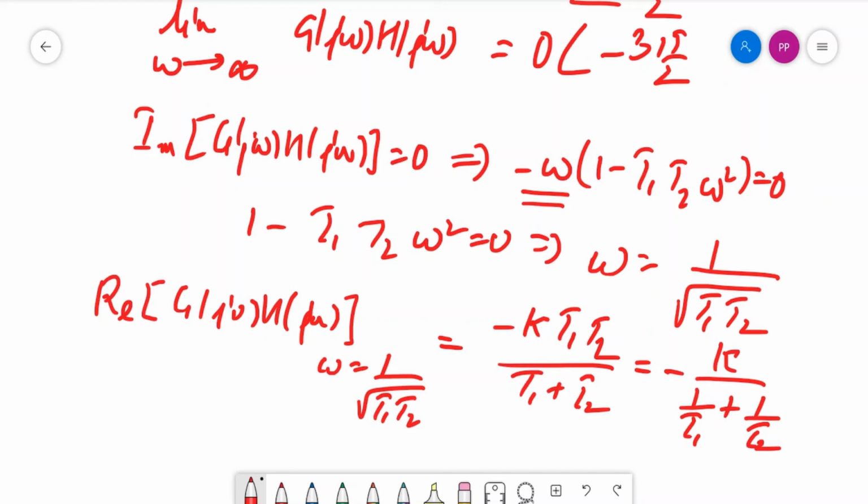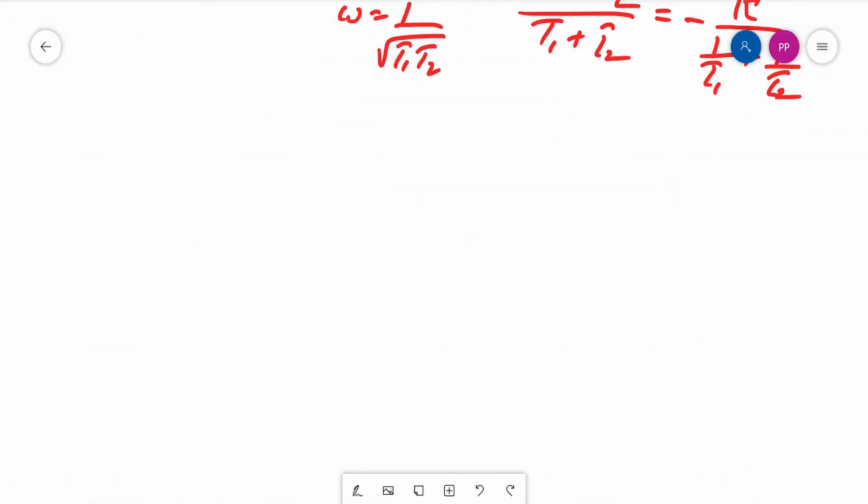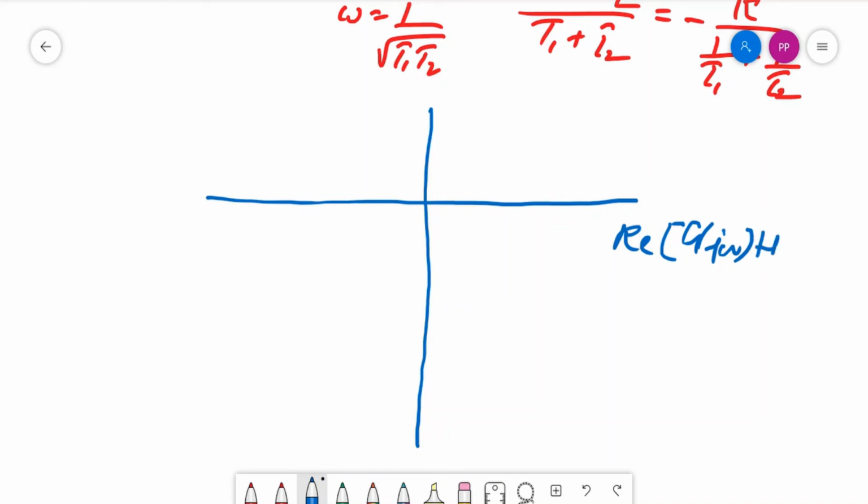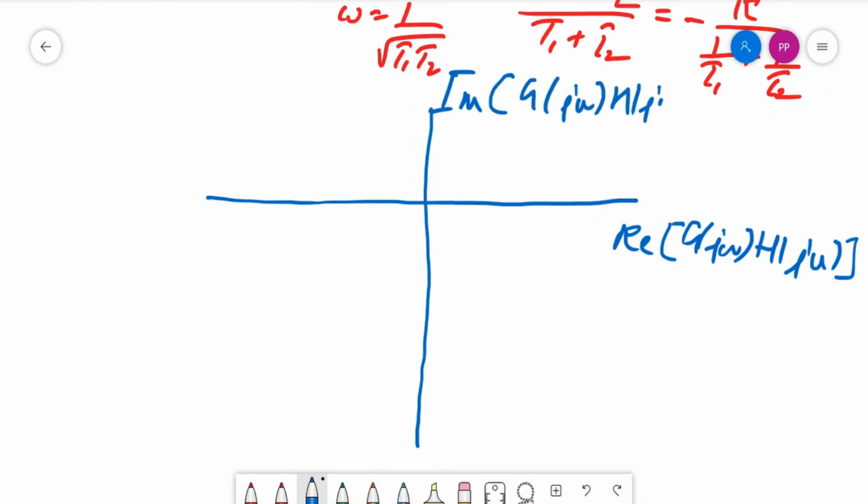So from here further you can draw the polar plot for this. We have the imaginary axis. Again we will give more place for the third and fourth quadrant. So this is the imaginary axis. We write very clearly the real part of G(j omega) H(j omega), and the imaginary part of G(j omega) H(j omega).